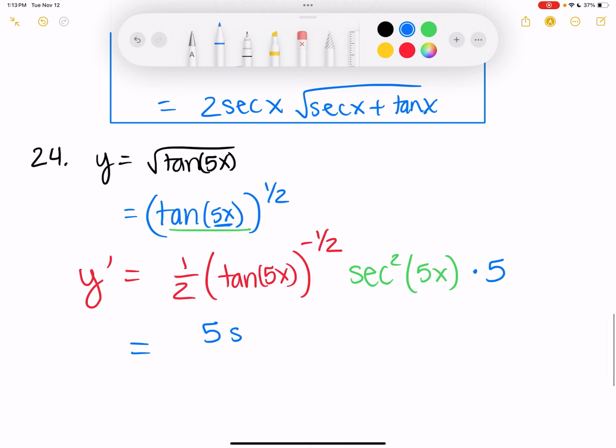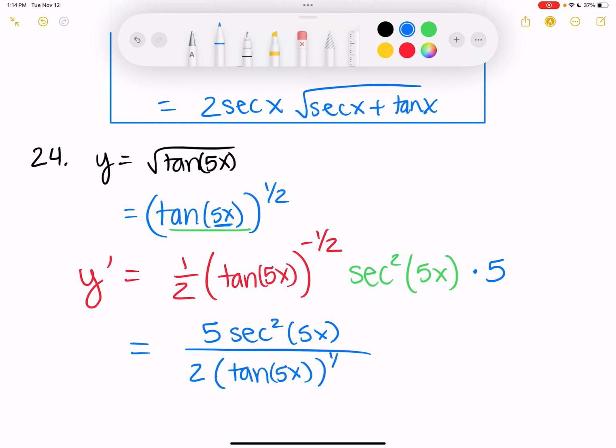So our answer ends up being 5 secant squared of 5x over 2 times, I'm going to leave it as tangent of 5x to the 1/2. Obviously, normally we wouldn't want to leave it there, so we could actually leave it up on the top as a negative exponent. Either way is fine. If you wanted to write tangent of 5x under a radical, also totally fine. Up to you. But I would probably just go here and call it a day.